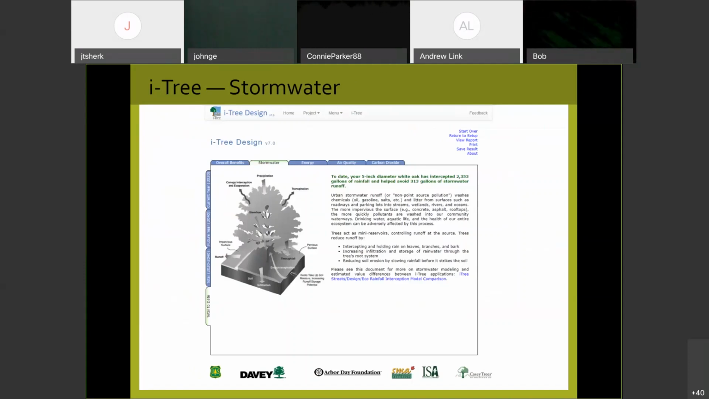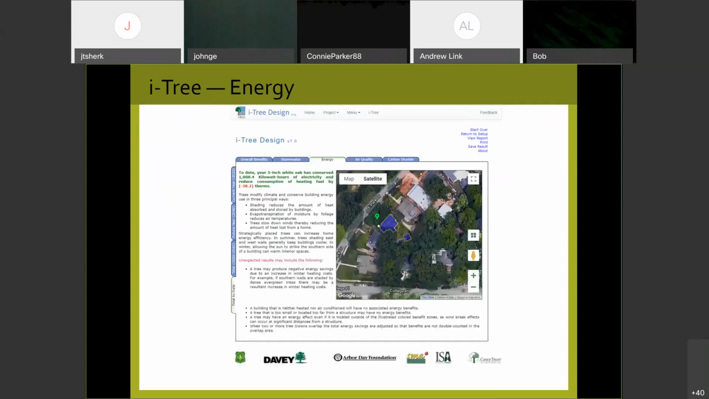your clients, members of the, whether you have a committee that you're working for or whatever. Help to avoid 313 gallons of stormwater runoff. I mean, I just get excited thinking about just that one little tree that I planted from an acorn.